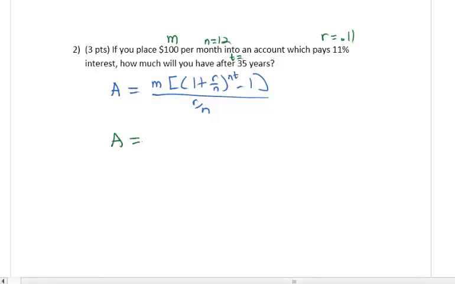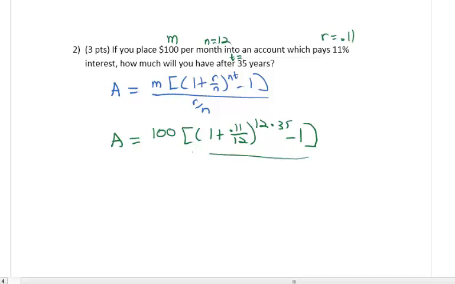So the future accumulated value is $100 times 1 plus 0.11 divided by 12 to the 12 times 35 minus 1 all over 0.11 divided by 12. Put that into your calculator, and after 35 years, in the account is $492,829.64.